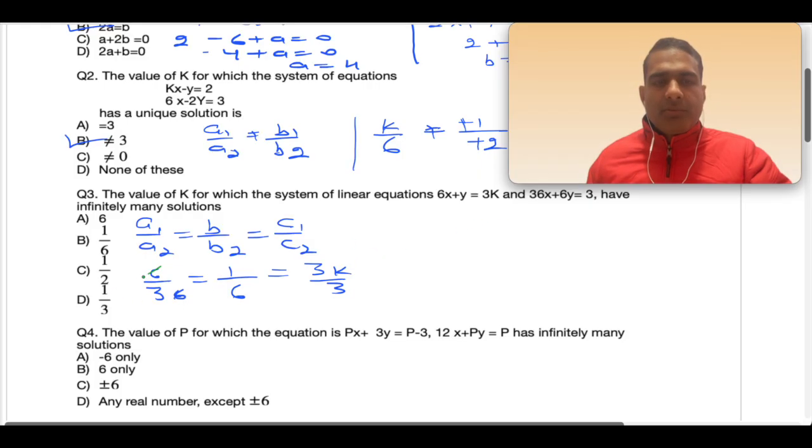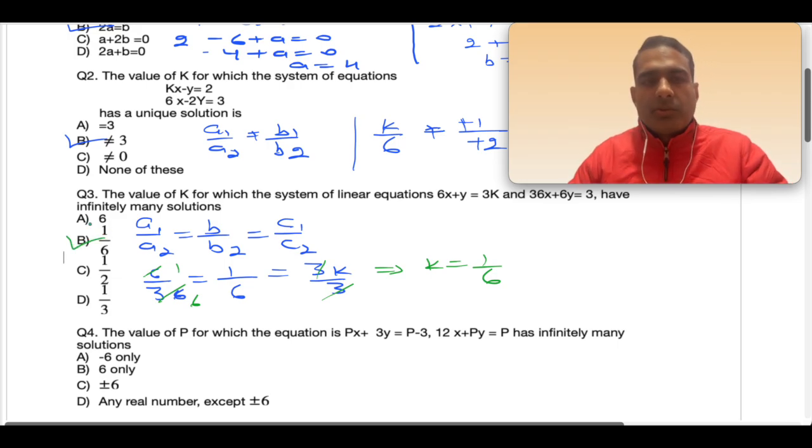So here we can simplify 1, 6 and here 3 will cancel out. So we are getting k is equal to 1 by 6. So the value of k is 1 by 6. So at k is equal to 1 by 6, this system of equations will have infinitely many solutions.